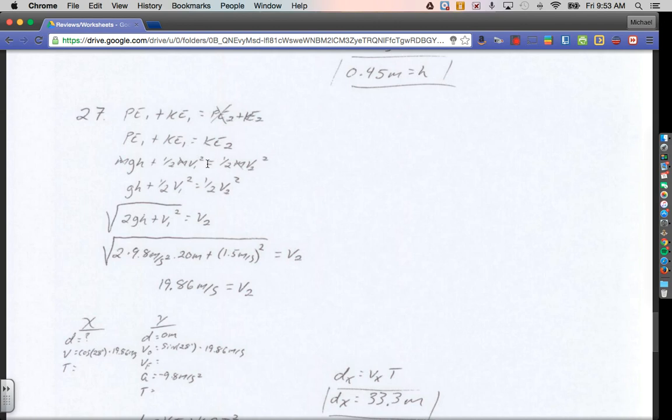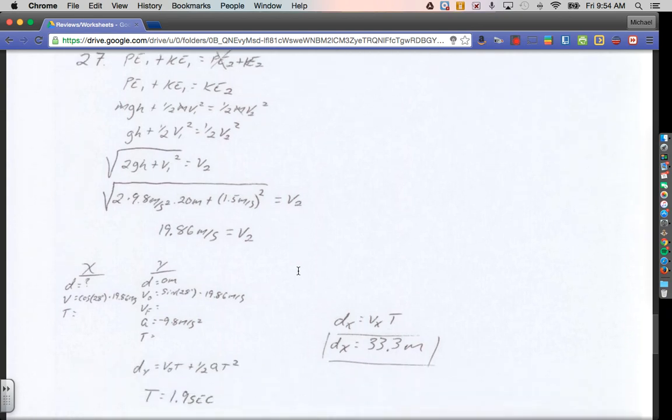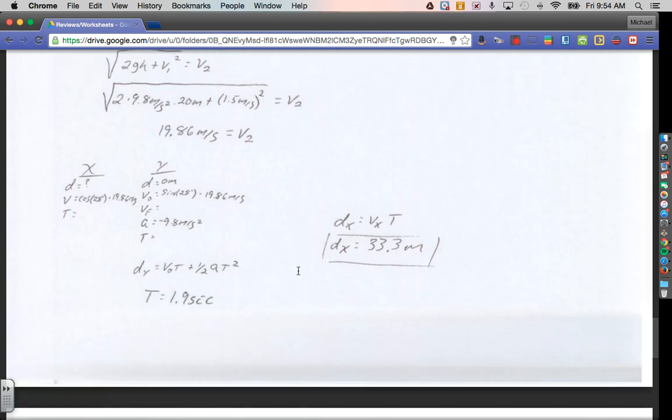There's an m in every term, so they cancel out, giving me gh plus 1/2 initial speed squared equals 1/2 final speed squared. Solving for the final speed, I just have to multiply by 2 and take the square root. Plugging in my numbers, I get the square root of 2 times 9.8 meters per second squared times 20 meters plus 1.5 meters per second. Don't forget to square it. All under the square root gives me 19.86 meters per second for his speed as he becomes a projectile.